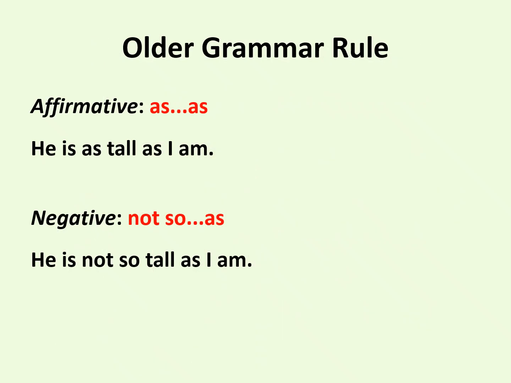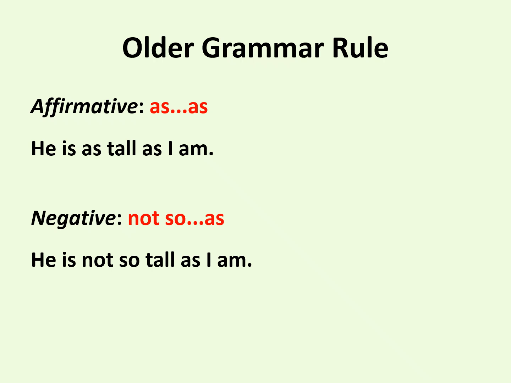The older grammar rule, in fact, I myself learned the same rule and I also used to teach the same rule. In affirmative, use as. He is as tall as I am. He is as rich as I am. This is as big as that is. So, in affirmative, we use as. And in negative, we use not so as. He is not so tall as I am. He is not so rich as I am. We always use so as if the sentence is negative and as if the sentence is positive.